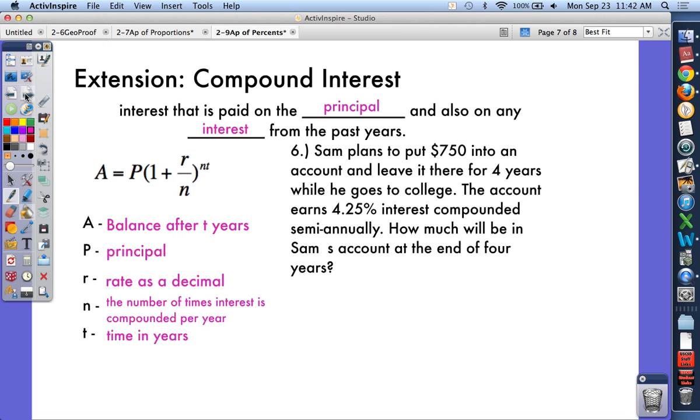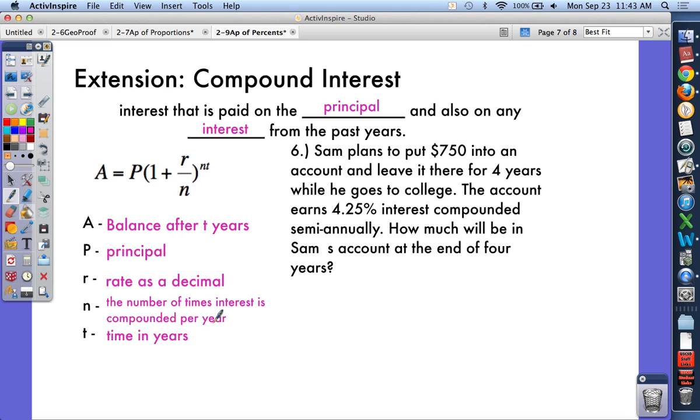There's the formula for you, and I need to fill all these in. So this formula is a little more complicated. You do not have to know this. I just want you to try this one problem with me today. Notice the only new part here is the n. The n is the number of times interest is compounded per year. So if I say that interest is compounded annually, then it'll be once a year. If it's compounded semi-annually, that's going to be twice a year.